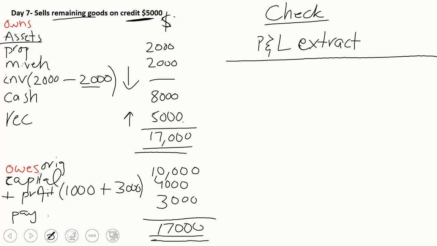Now, this 14,000 here is the new amount business owes to the owner of the business, 14,000. Now let's check this 4,000.